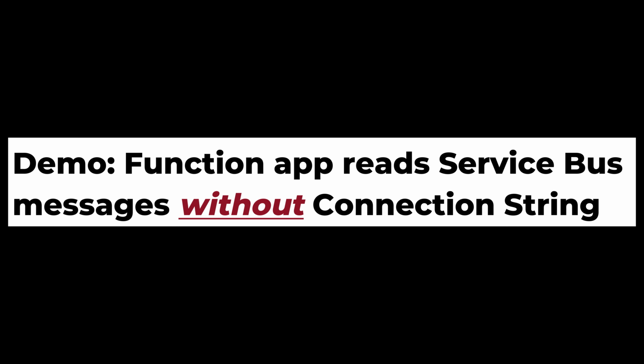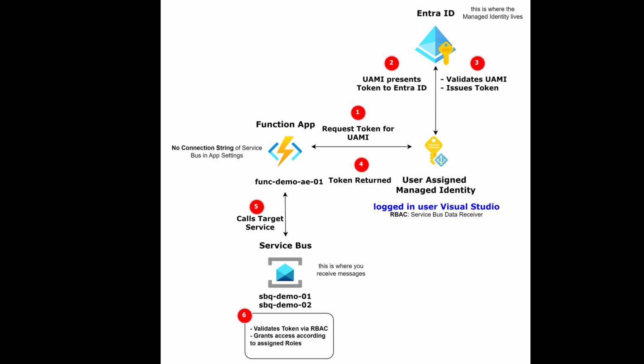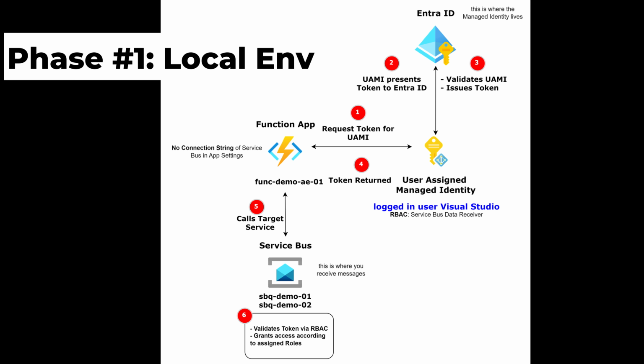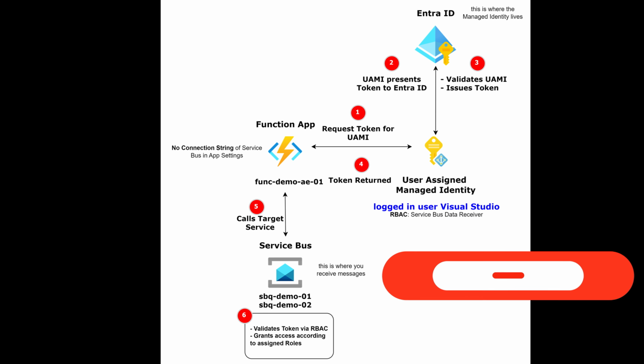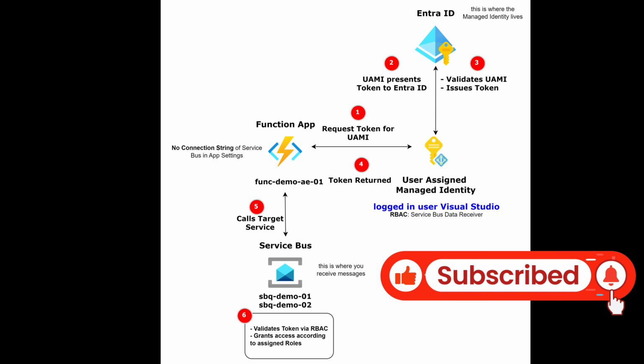This demo is about accessing service bus messages from a function app using a managed identity and without the service bus connection string. The first step in this process is to create the resources. We need to create a managed identity resource, a function app resource, and a service bus namespace and a couple of queues.